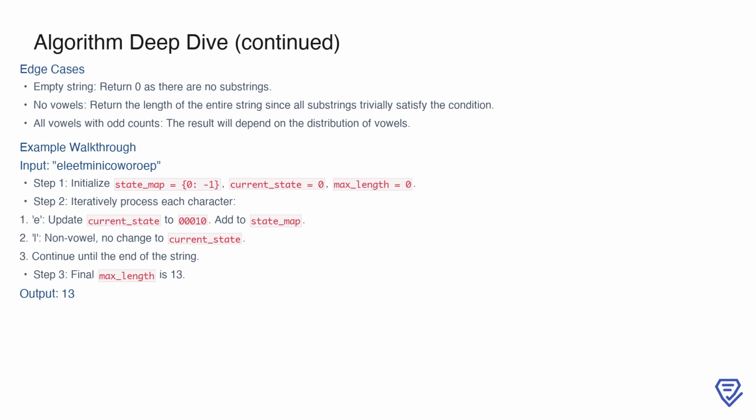Let's walk through an example with the input LeetCode. We initialize state_map as {0: -1}, current_state is 0, and max_length is 0. As we process each character, starting with E, we update the current_state to 00010 and add it to state_map. Non-vowel characters, like L, do not alter the current_state. By the end of the string, the algorithm identifies the longest substring with balanced vowels, which has a length of 13. This is the final output of the algorithm.